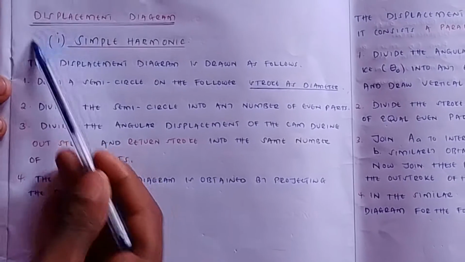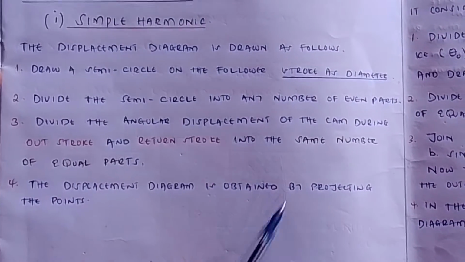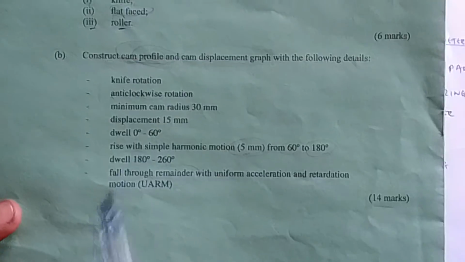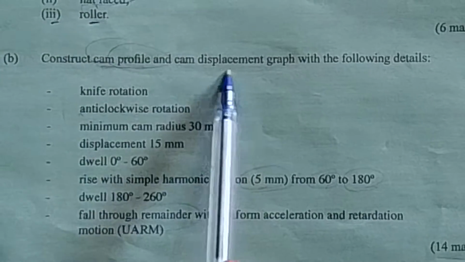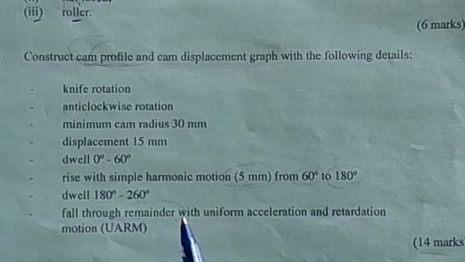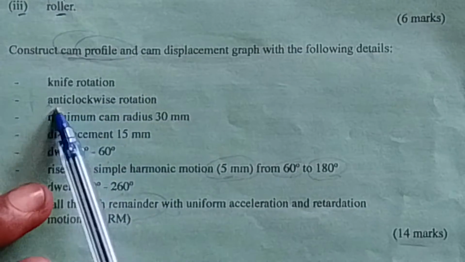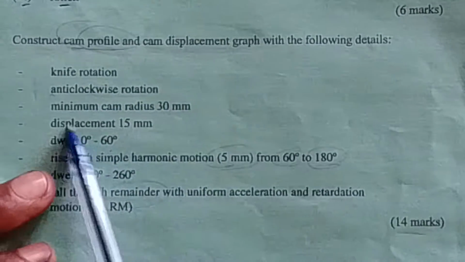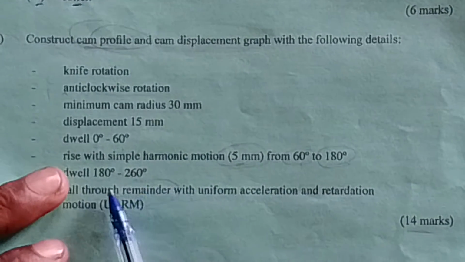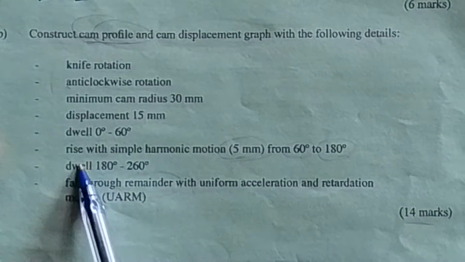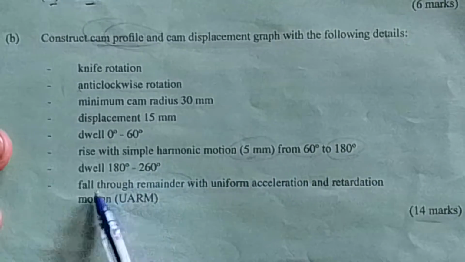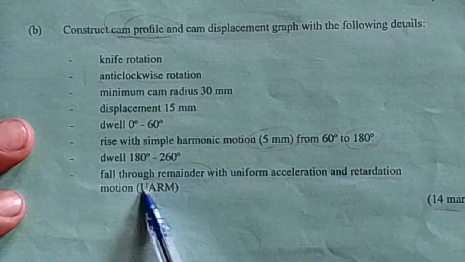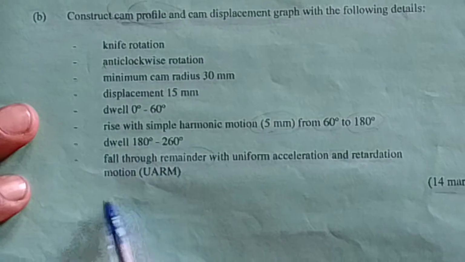The displacement under simple harmonic, remember the question will specify. For example, in this question, we are told to draw the cam profile and cam displacement. Under this question, we are given the knife rotation, anti-clockwise rotation. We are also given the minimum cam radius. We have been given displacement, which is 15, which is also equal to stroke. Given the dwell, you have been given the rise of the simple harmonic, dwell, fall again, and uniform acceleration and retardation, UARM. Here we are using combined.